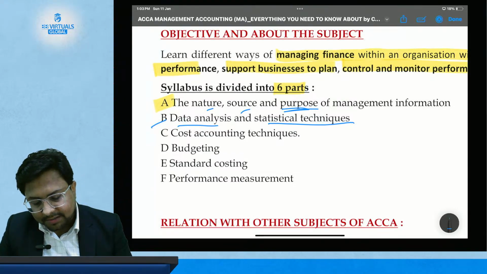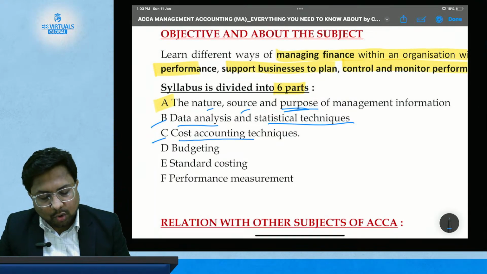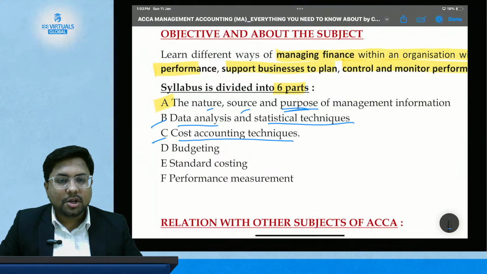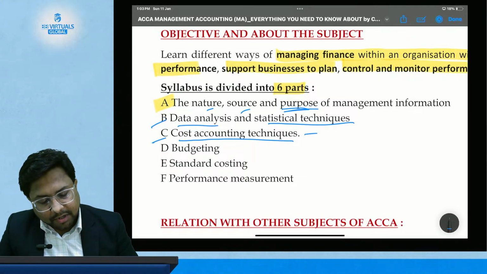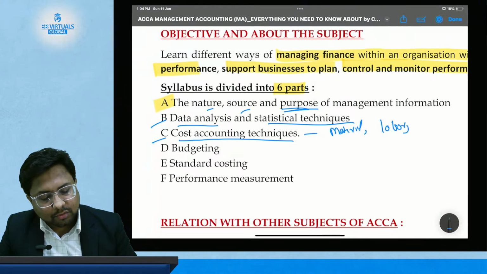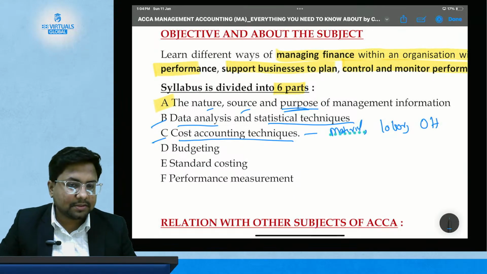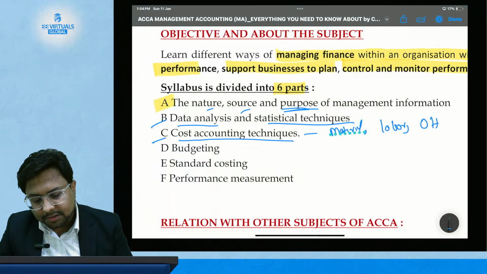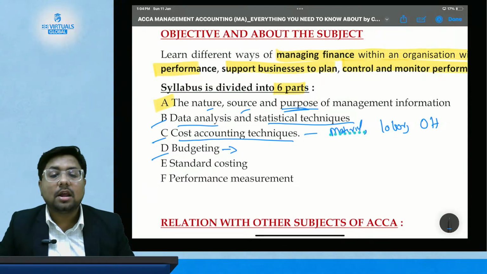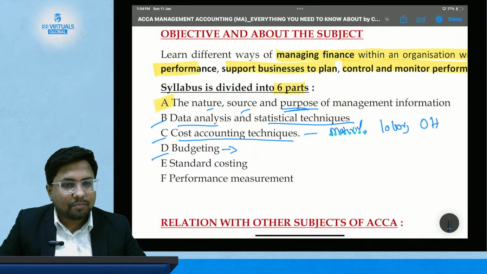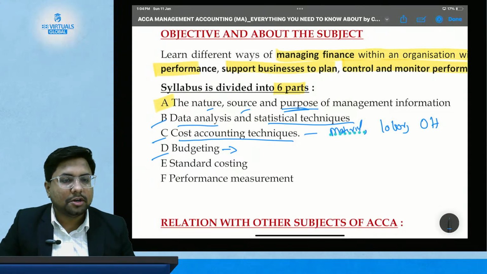Then comes part C, where we will understand cost accounting techniques. We will understand the techniques related to materials, labor and other overheads in this part C. Then comes part D, which is related to budgeting: how a budget is created, what factors are to be considered while making a budget, and other information related to budgeting. So in part D, we will understand budgeting.